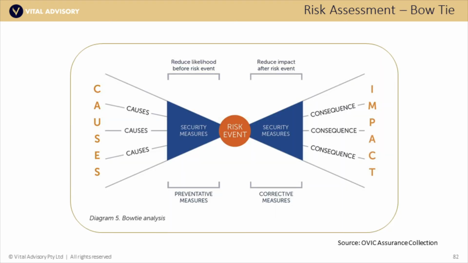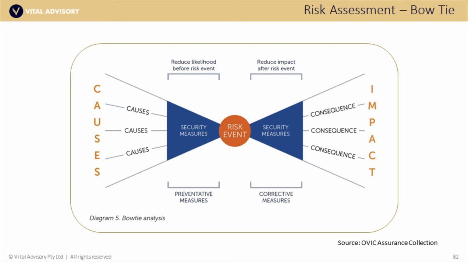I've included this model as well. This diagram we took from the OVIC, the Office of the Victorian Information Commissioner. They have a document called their assurance collection. The OVIC used this bow tie, and they had quite a neat implementation of this. You can find this out there. There are some other guides and documents around the use of this model.